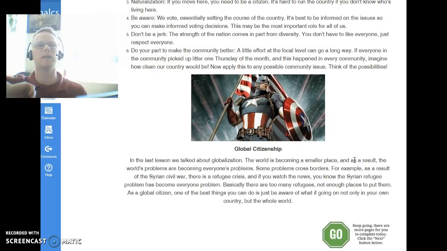Alright, there's a little bit on global citizenship, which is very similar to citizenship as a United States citizen, but basically on a world scale. We talked in the last lesson about globalization and how the world is becoming a smaller place because it's more interconnected. As a result, the problems of one country are starting to have more effects on other countries.